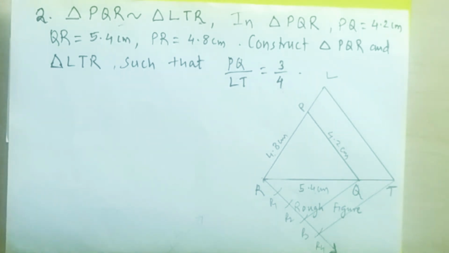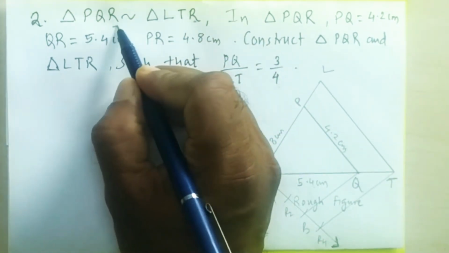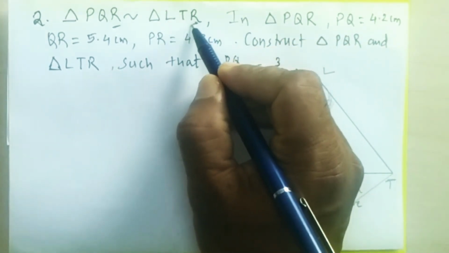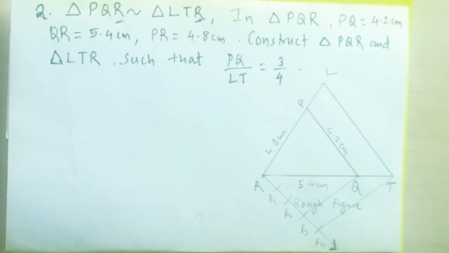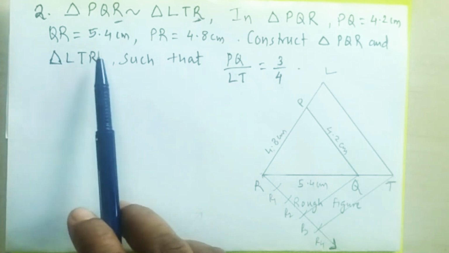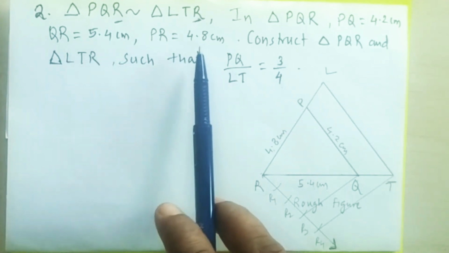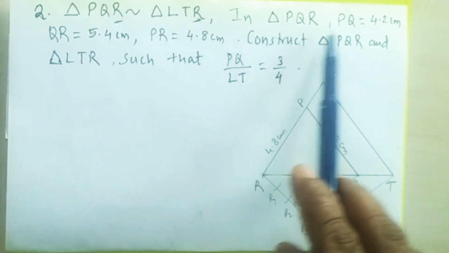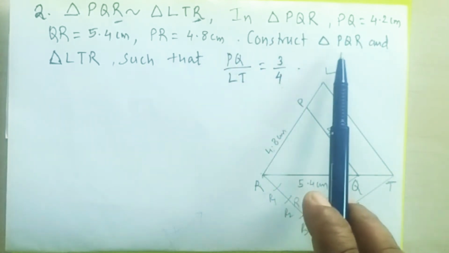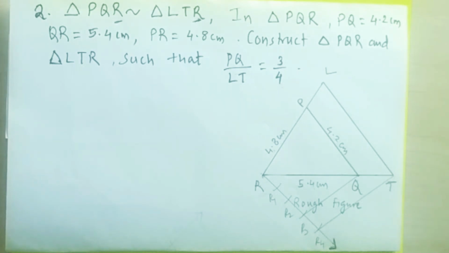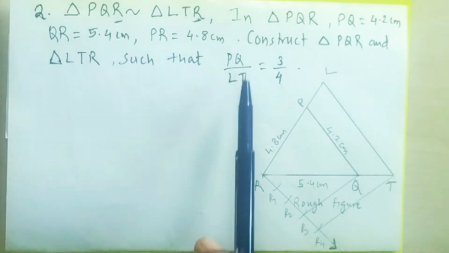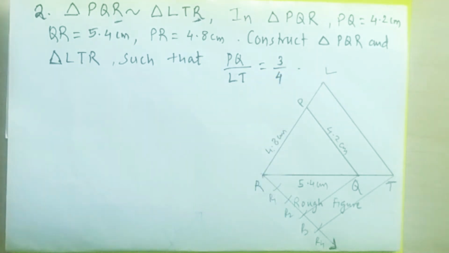Second example, triangle PQR is similar to triangle LTR. If you observe these two similar triangles, R is the common vertex. In triangle PQR, PQ is equal to 4.2 centimeter, QR is equal to 5.4 centimeter, PR is equal to 4.8 centimeter. So the lengths of the sides of triangle PQR are given, and we can easily construct triangle PQR. Now we have to construct triangle LTR also such that PQ upon LT is equal to 3 upon 4. Now here one common vertex is there, so we can directly construct the triangles.